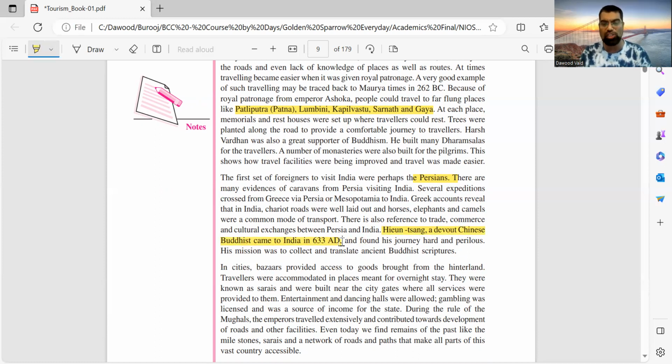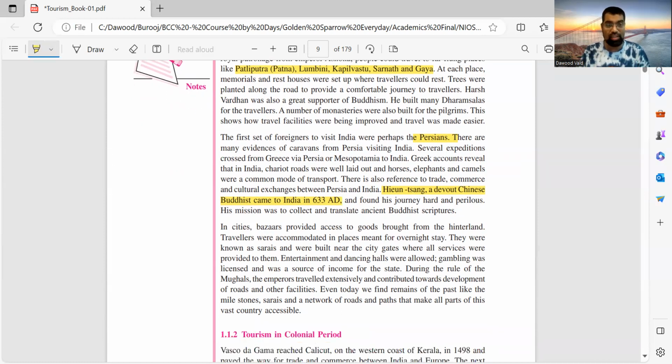Remember it? Because these are 2-word questions, very easy, very simple. You have to remember it. Also, now as people started traveling, what happened? Small inns started coming in, like the first Oyo rooms. What is the full form of Oyo? Well, that's not a 2-mark question.